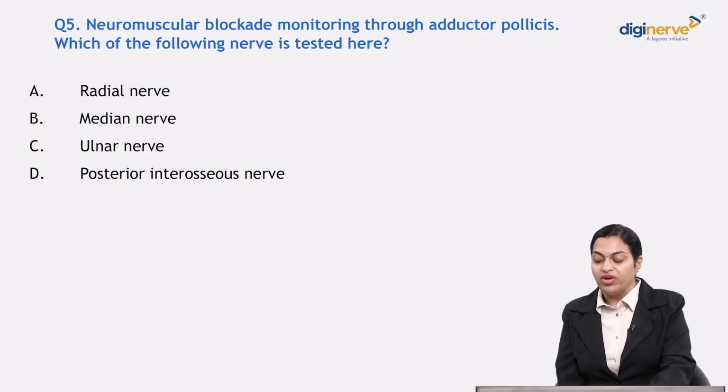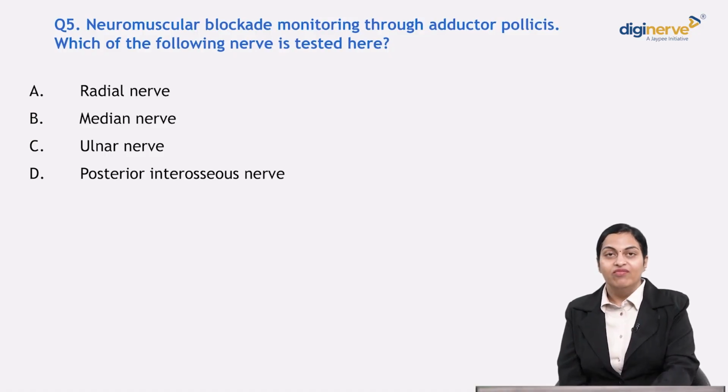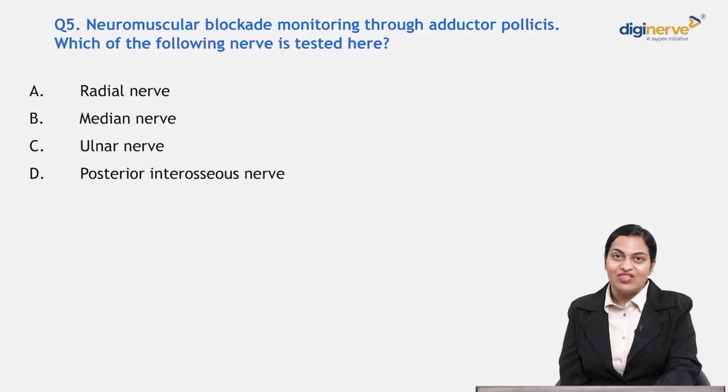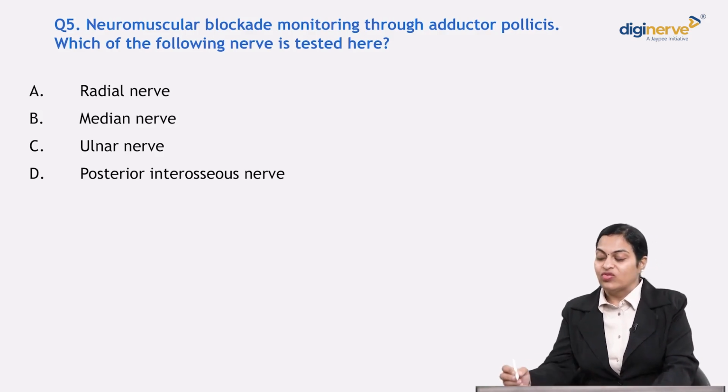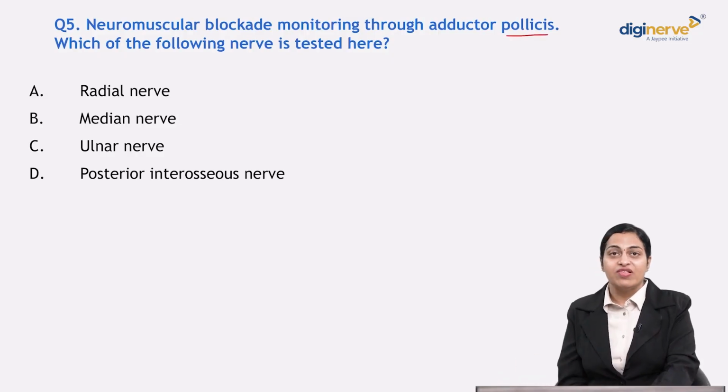Neuromuscular blockade monitoring through adductor pollicis. Which of the following nerve is tested? They have just asked you indirectly what is the nerve supply of adductor pollicis. So pollicis, we know it is a muscle of the thumb, muscle getting attached to the thumb, causing adduction of the thumb, right?